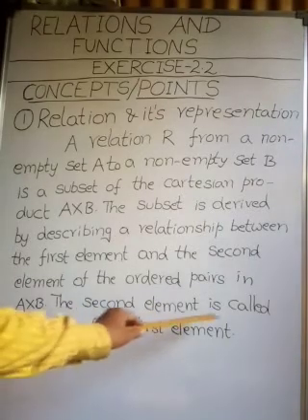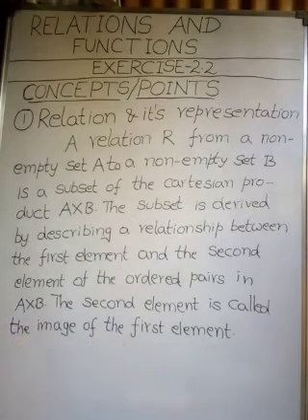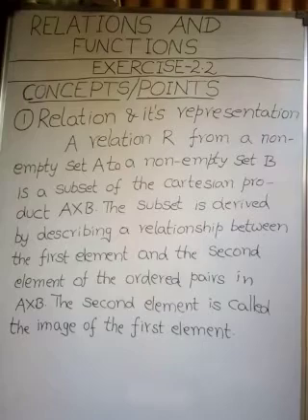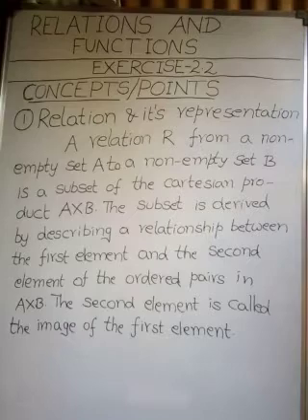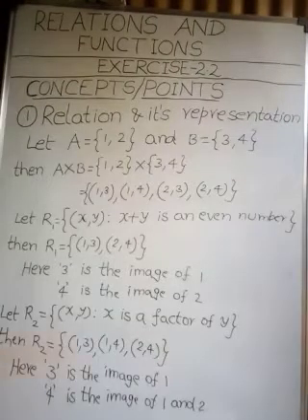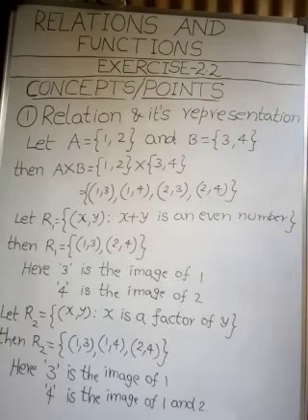The second element is called image of the first element. In the ordered pairs, the first element is there and the second element is also there. In the case of relations, the second element in the ordered pair is said to be the image of the first element. Okay, my dear children, let us take an example to understand this definition clearly. Let us take an example to understand the definition of a relation.